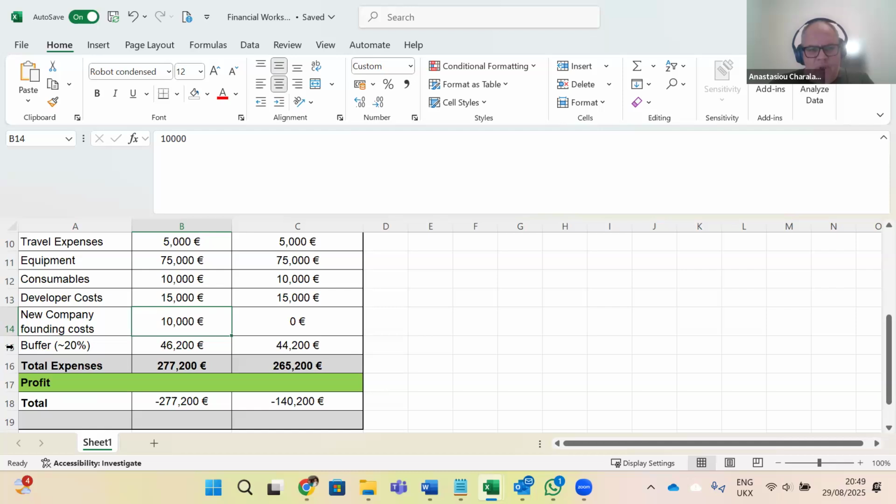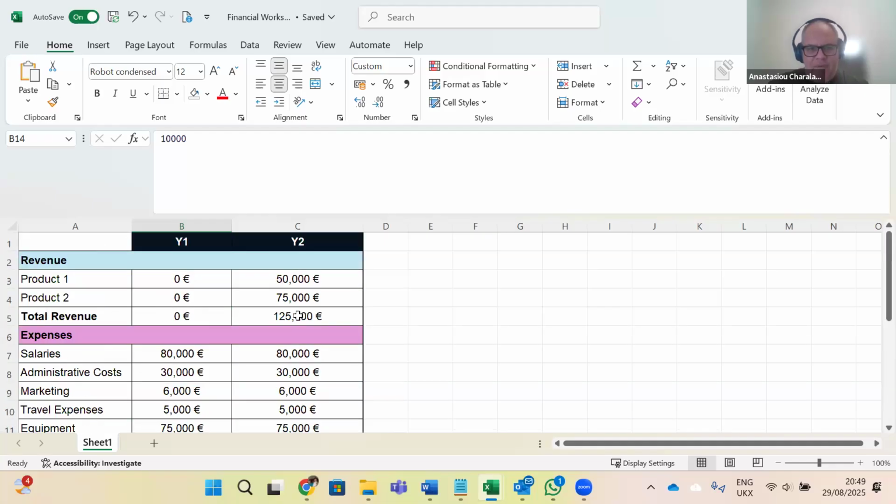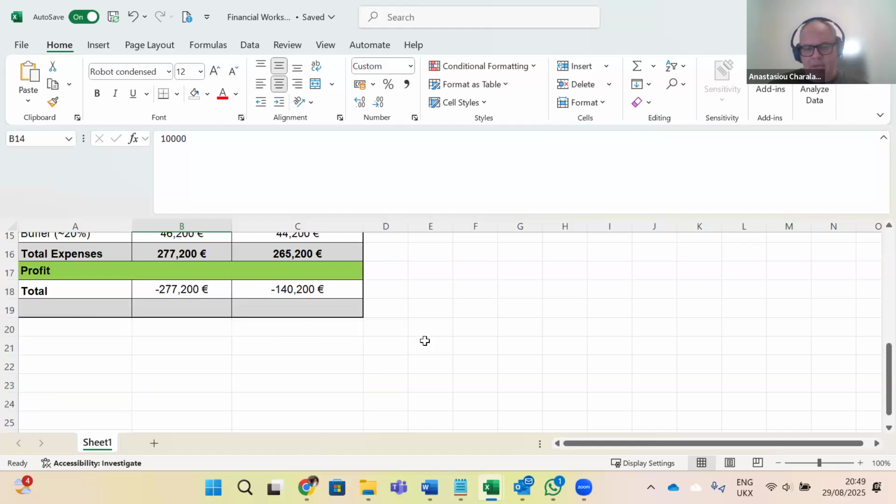And typically you add all the expenses and then you want to add a buffer, maybe 20, 30%. Because it's very uncertain, you don't know what things are going to happen. So typically you want to add a 20% buffer to all those expenses. And now you have the total expenses for year one and year two, and you have some revenue. Year one, you have nothing because you're in development. And let's say year two, you have 125,000 in revenue.